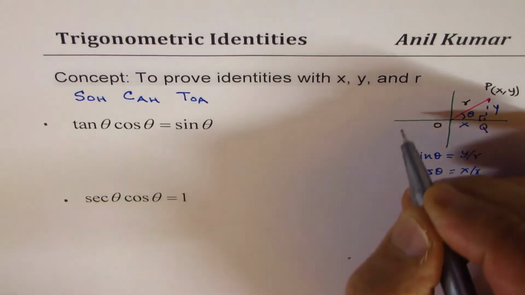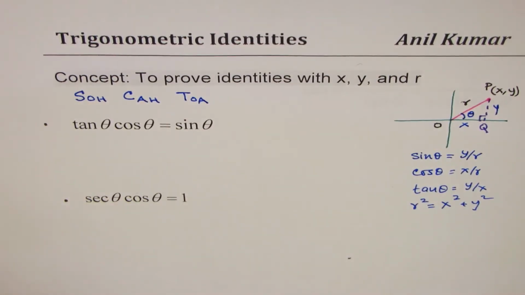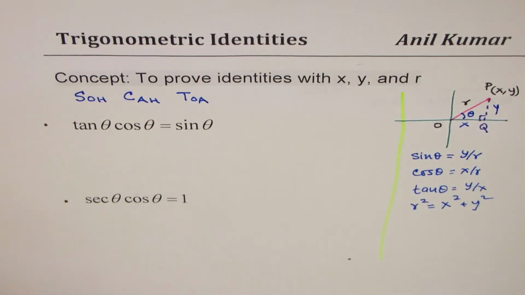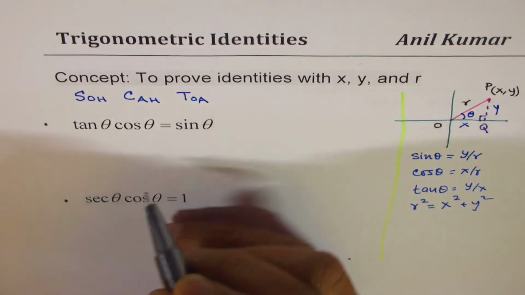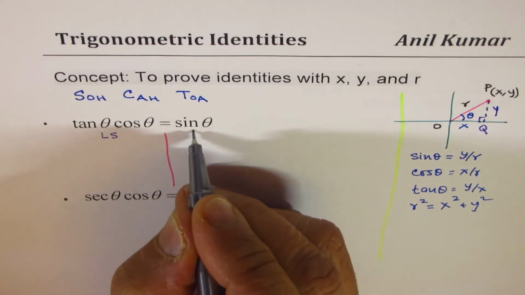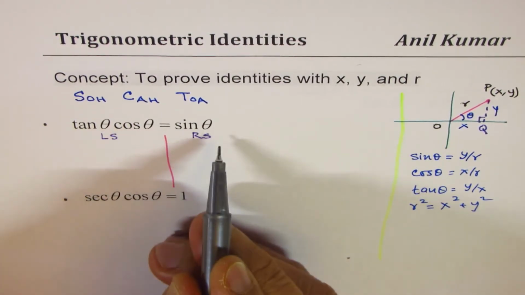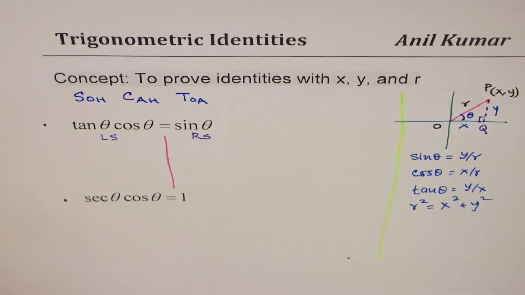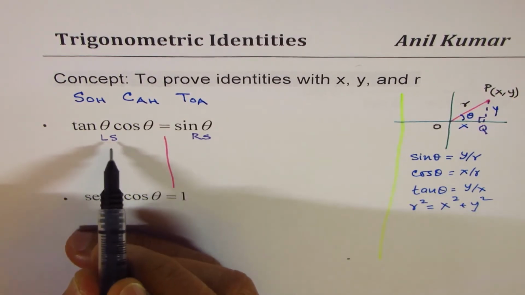So these relations which we have just written here will help us prove trigonometric identities. I'm taking very simple examples, but you can use this concept to prove even difficult trigonometric identities. Now, in every identity, we have two sides. One side is our left-hand side, the other one is the right-hand side. To prove an identity means you should make the left side equal to the right side, correct? So to begin with, let's start with the left side.